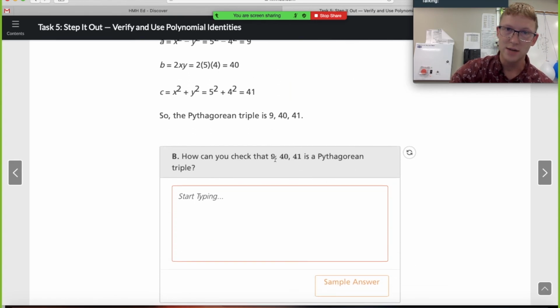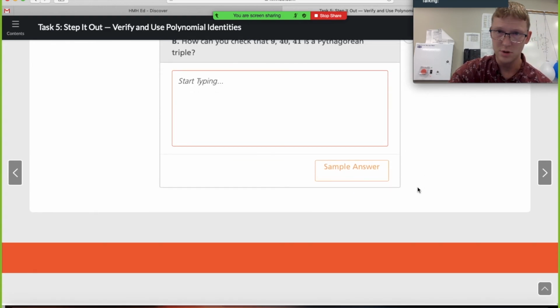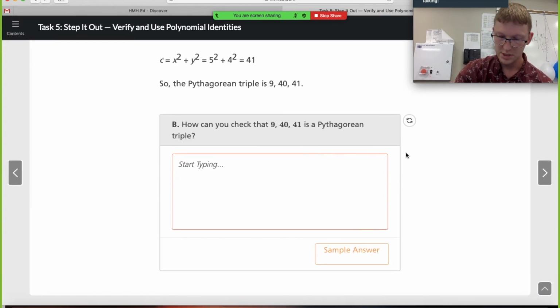So how can you check that 9, 40, and 41 is a Pythagorean triple? a squared plus b squared equals c squared. So theoretically we could take 9 squared plus 40 squared, and it should equal 41 squared. And I don't know if they're going to have us do it, but we could do it. Shouldn't be too hard. Let's do it. Might as well. So 9 squared plus 40 squared equals 41 squared.